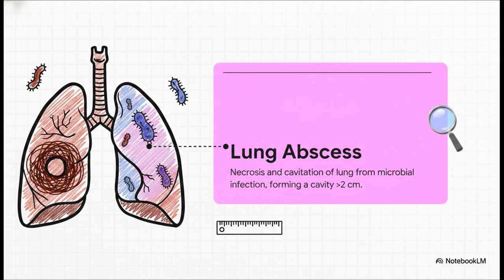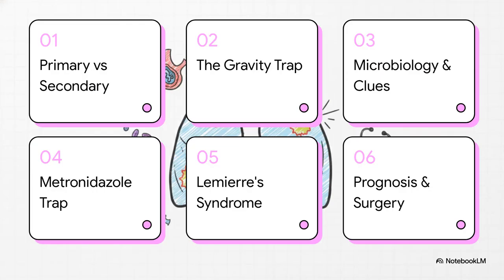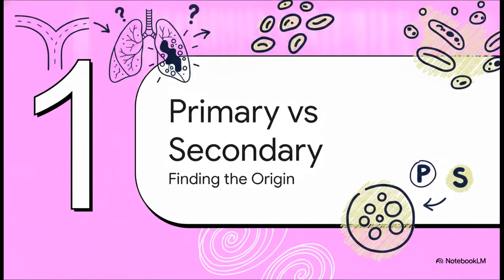classic lung abscess. Okay, here is your rapid-fire hit list for this explainer. Primary versus secondary abscesses, the gravity trap, microbiology and putrid clues, the metronidazole exam trap, Lemierre syndrome, and finally, prognosis and surgical triggers. Let's hit part 1, primary versus secondary abscesses.